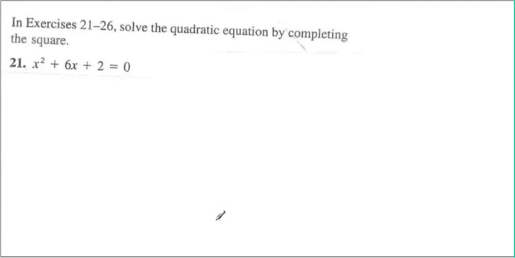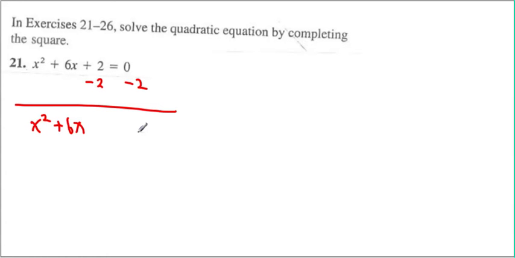Number 21. Now, in order for you to solve this one by completing the square, the first step we can do is take away this term by subtracting 2 from both sides. Then you get x squared plus 6x blank equals negative 2. Now what do we need as a third term? It will be half of the coefficient of x, and then square that. So half of 6 becomes 3, square that becomes 9. So we're going to add 9 to both sides.